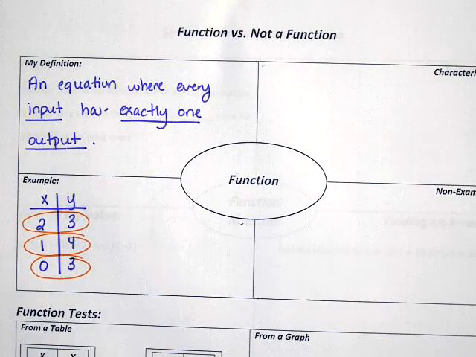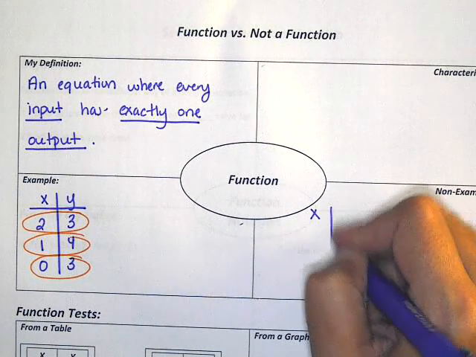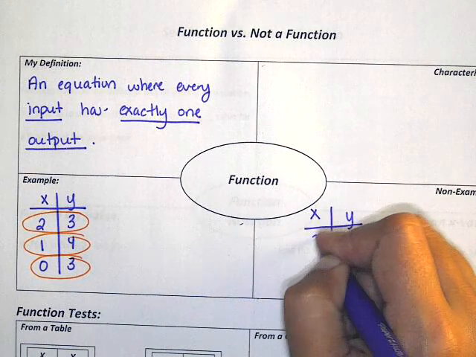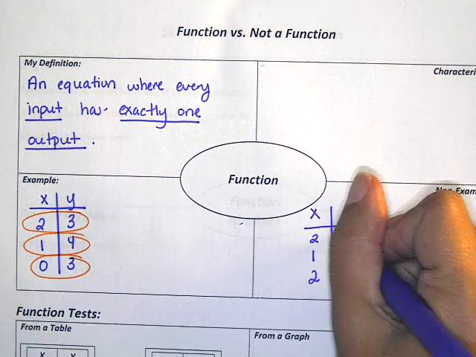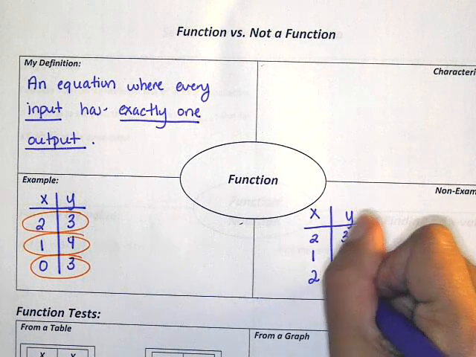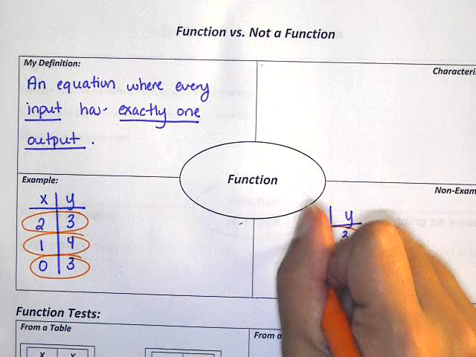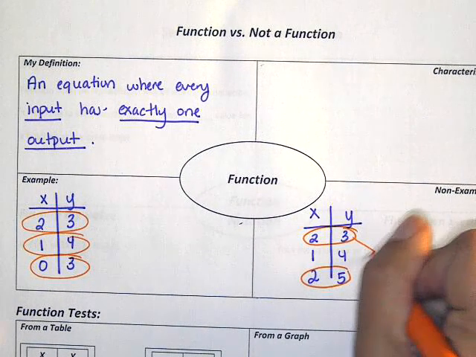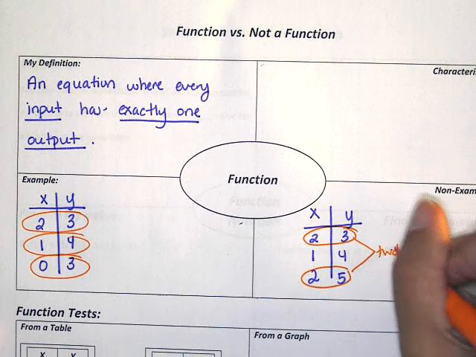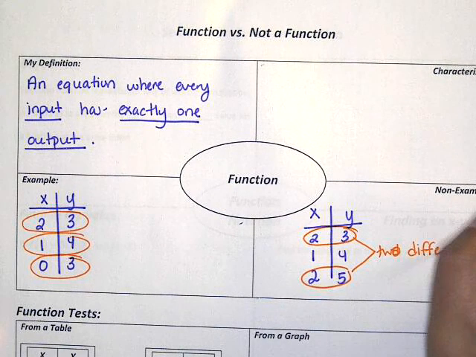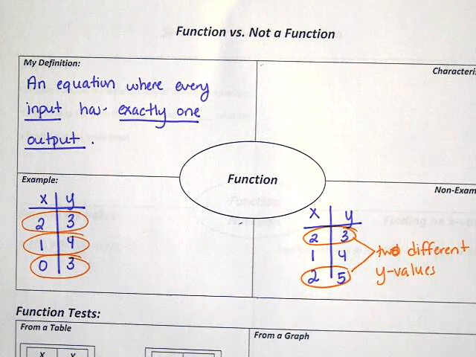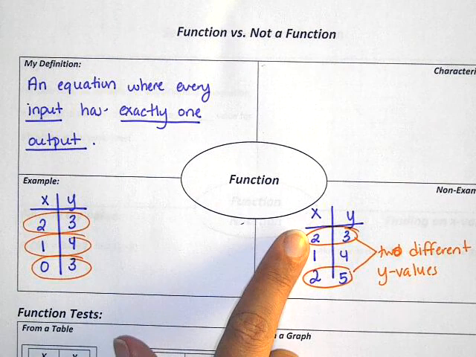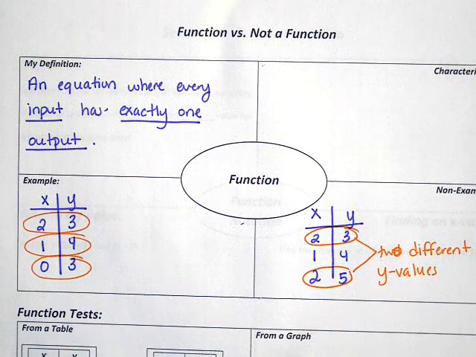Now, an example of a not function would look like this. If I made an xy table and I had 2, 1, 2, and then I had 3, 4, 5. In this example, the 2 and the 2 have two different y values that both go with the 2 as an x value. And that's bad. If I have an x of 2, I don't want to have two different options for my y. I want to have one option.